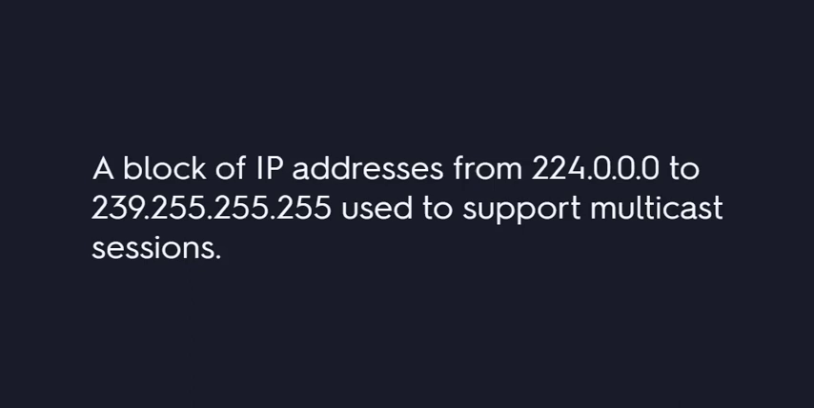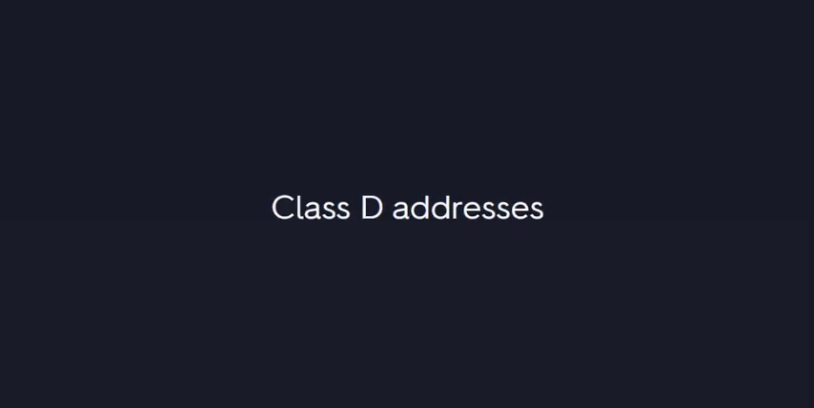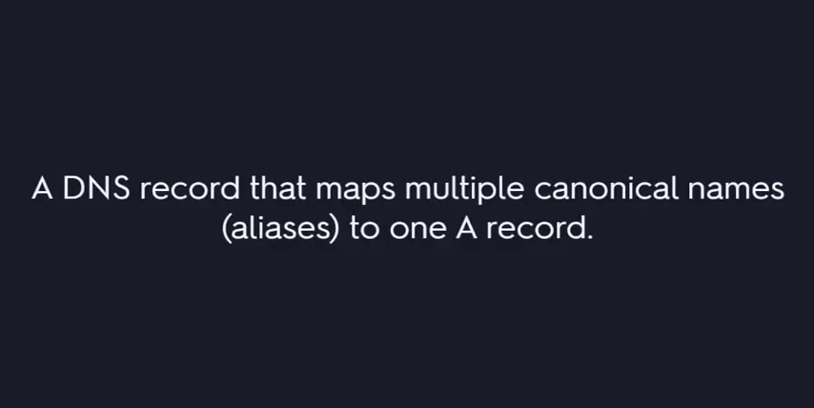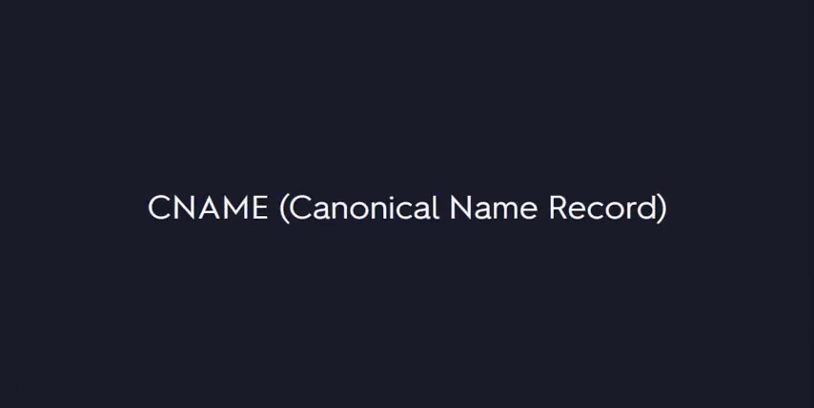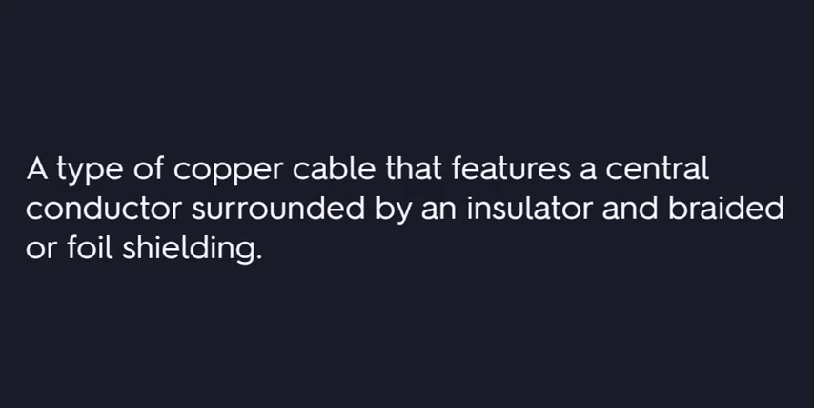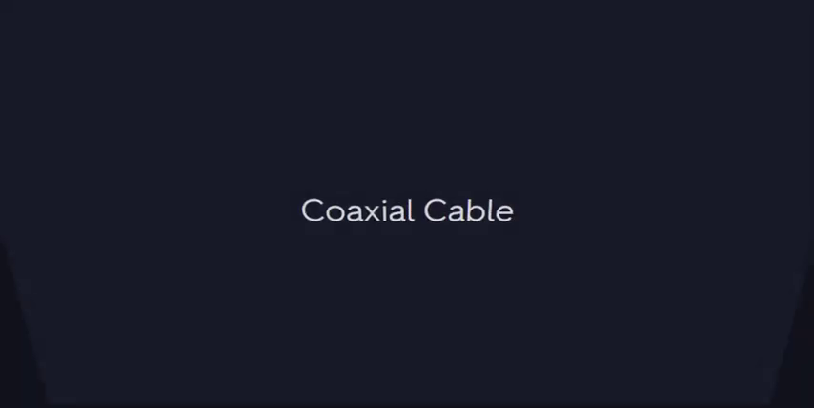224.0.0.0 to 239.255.255.255 used to support multicast sessions. Class D addresses. A DNS record that maps multiple canonical names to one A record. Name. A type of copper cable that features a central conductor surrounded by an insulator and braided or foil shielding. Coaxial cable.